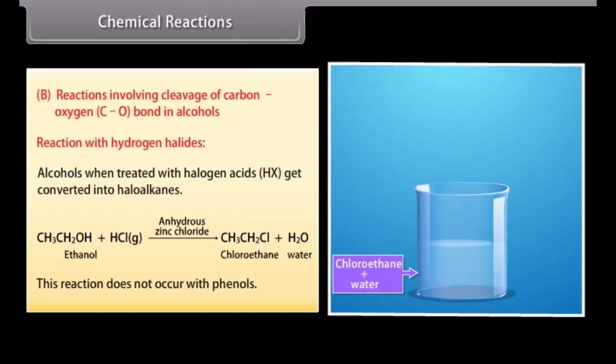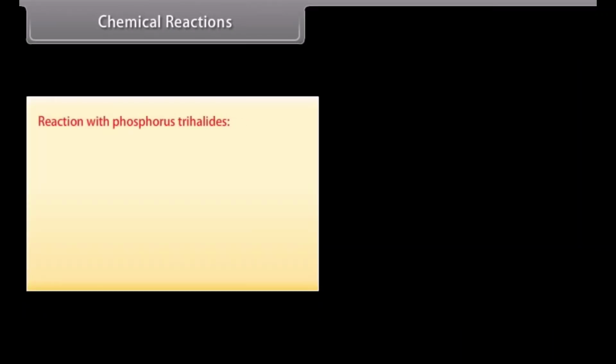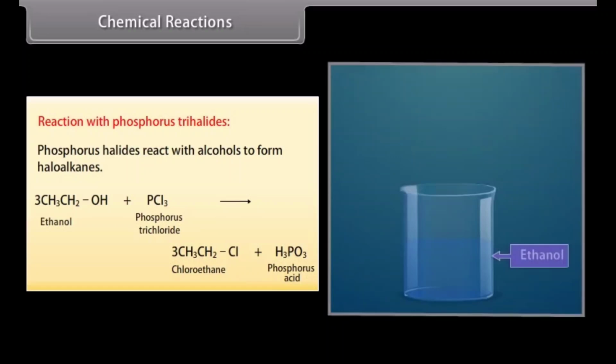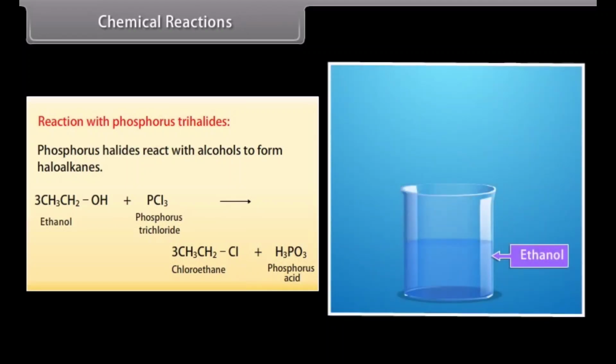phenols. Reaction with phosphorus trihalides. Phosphorus halides react with alcohols to form haloalkanes. Phosphorus trichloride reacts with ethanol to form chloroethane and phosphorous acid.